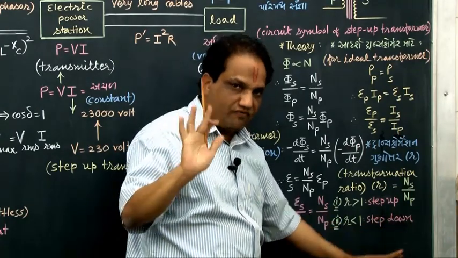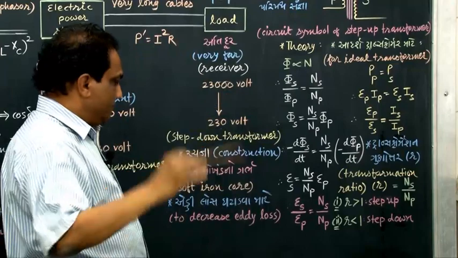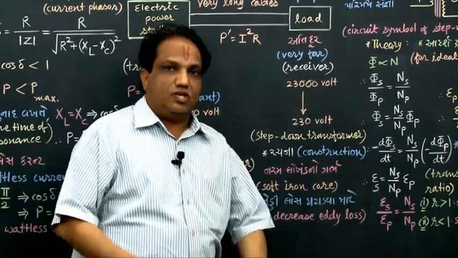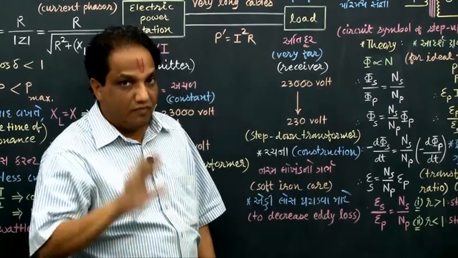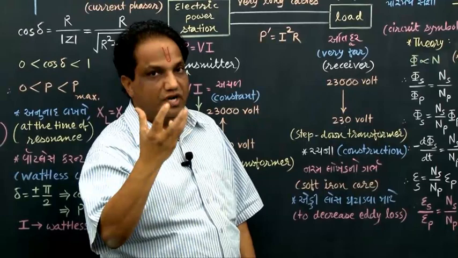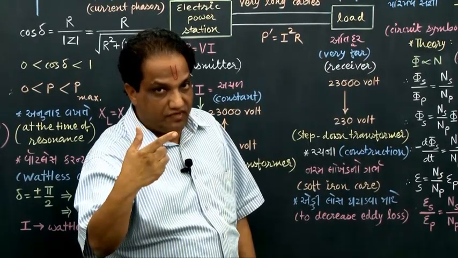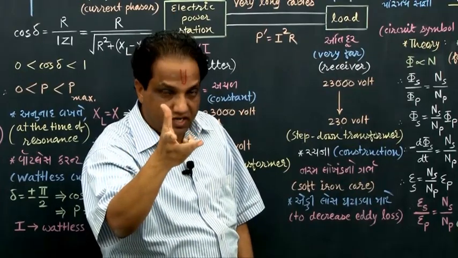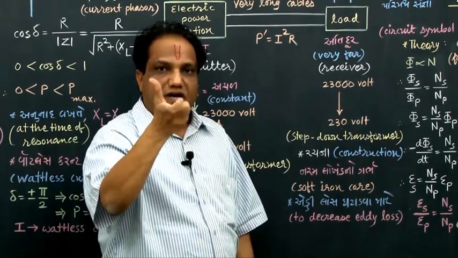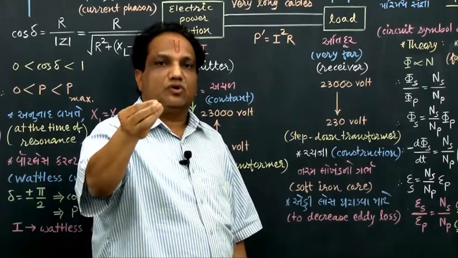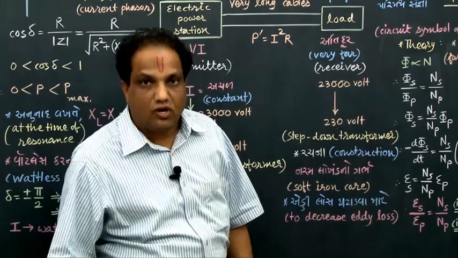Step down transformer. Fine. Just a very small point regarding eddy loss. You have studied in chapter number 1, whenever the magnetic flux linked with some solid conductor goes on changing with time, that produces eddy currents within the material, and because of the flow of eddy currents, we have to suffer heat loss. Such a heat loss is known as eddy loss. What is it called? Eddy loss.